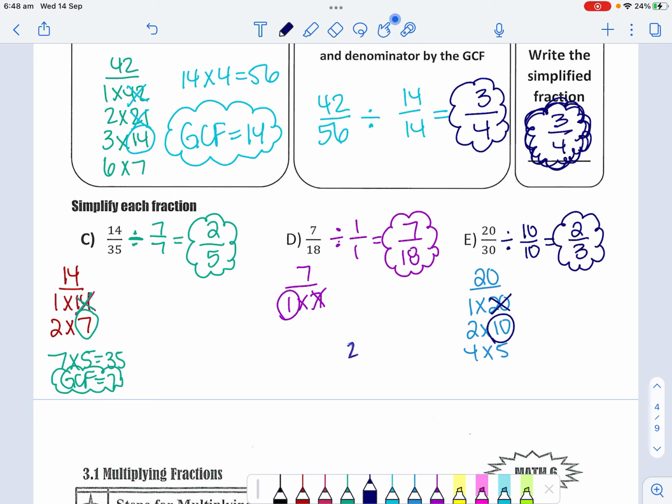Okay, so first you're going to find the greatest common factor. You're going to divide both the top and the bottom by the greatest common factor, and then write your simplified fraction. Give me that cloud answer when you're all done.